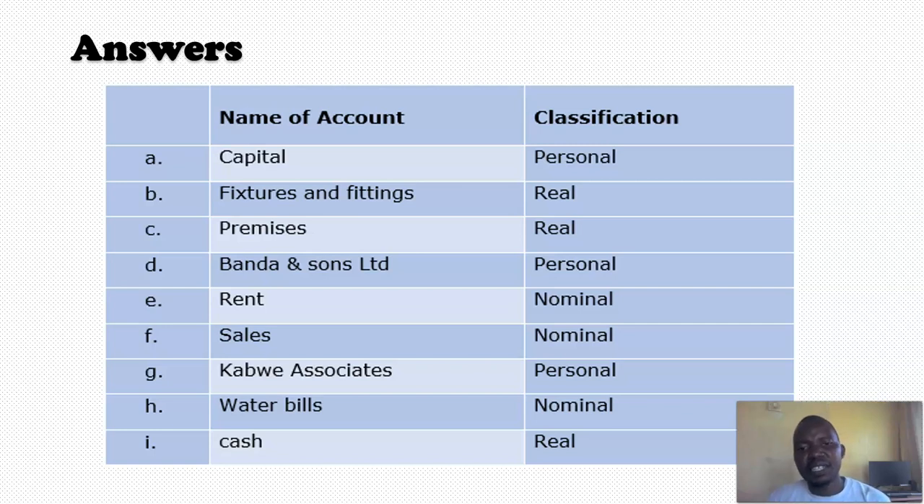Fixtures and fittings, this is an asset, so it will be classified under real. Premises, these are assets. They will be grouped under real accounts. Banda and Sons Limited belongs to a personal account. Rent, it's nominal because it's an expense. Sales, it's nominal. Car wash assets, it's personal because it belongs to a certain organization. Water bills, that's an expense, so classify it under nominal. Cash, that's an asset, so group it under real accounts.